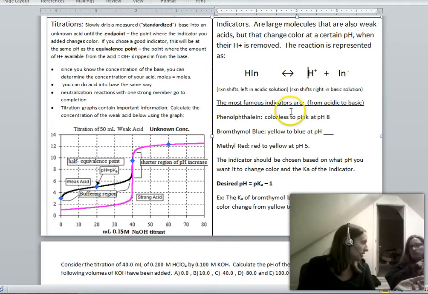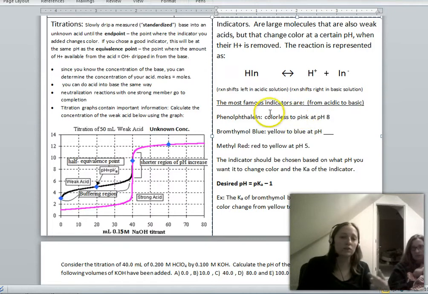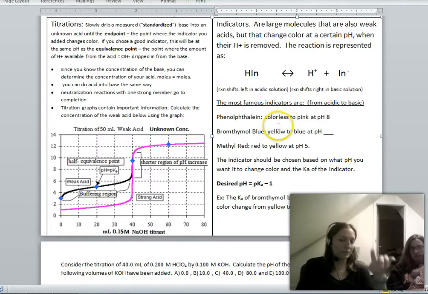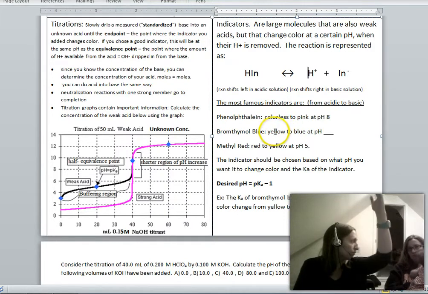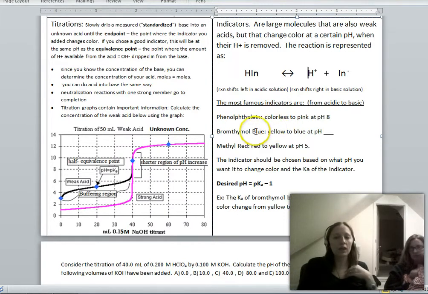A couple examples of really frequently used indicator molecules are phenolphthalein. You've got to say the f and the th if you're going to say it properly. That's phenolphthalein. At pH 8, it changes from colorless in acid to pink in base. So colorless from pH 0 all the way up to 7.9 or whatever. At pH 8, it switches to pink, and it's pink from pH 8 all the way up basic. Skipping this one, we'll come back to it in a second.